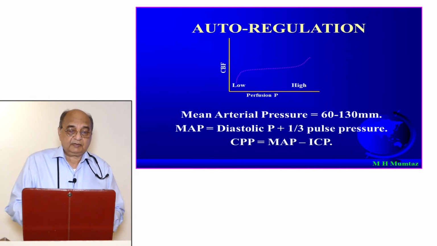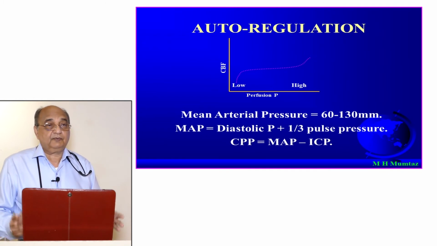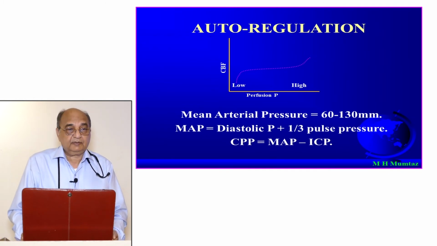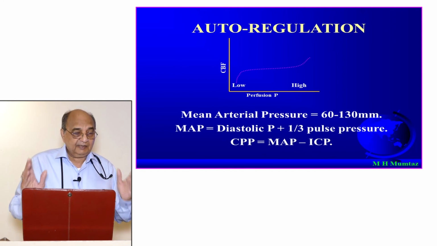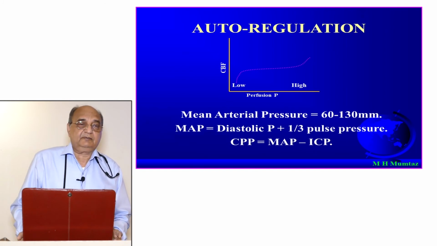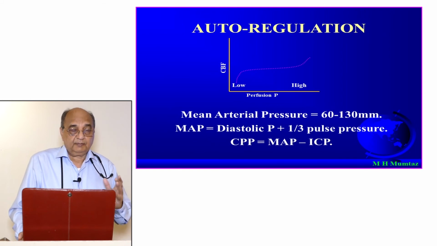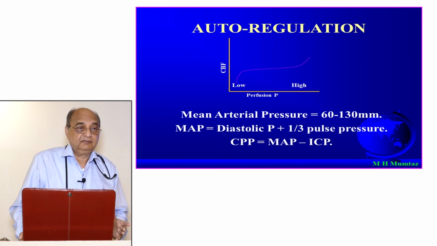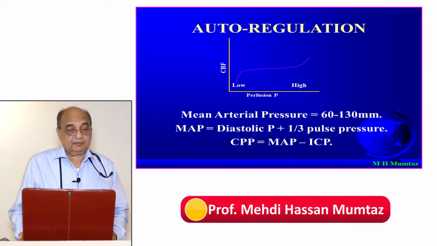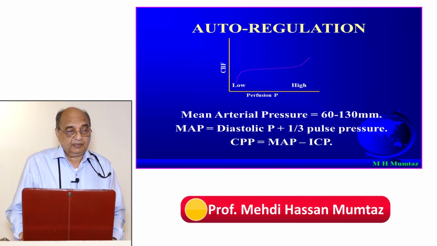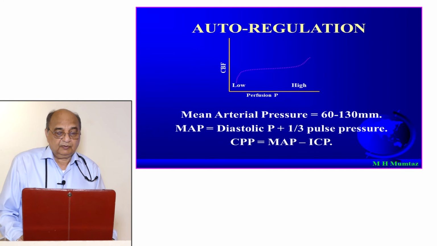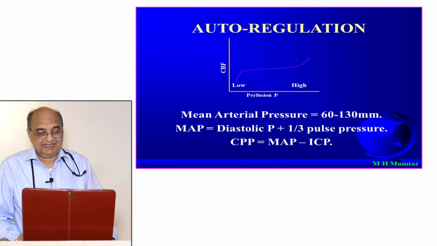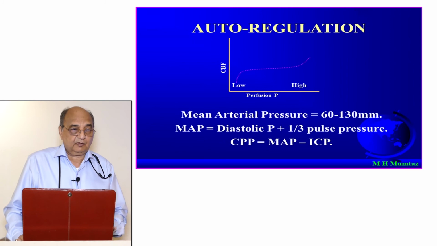Out of all these regulations, autoregulation is very important. Cerebral blood flow is related to the perfusion pressure. What is the perfusion pressure? Mean arterial pressure normally is 60 to 130. If you maintain this mean arterial pressure in a normal person, that keeps the blood flow to the brain constant. It doesn't matter how much the perfusion pressure is. So it will maintain the total blood flow to the brain at a constant level. So if you lower the mean arterial pressure to less than 30, then the autoregulation fails.